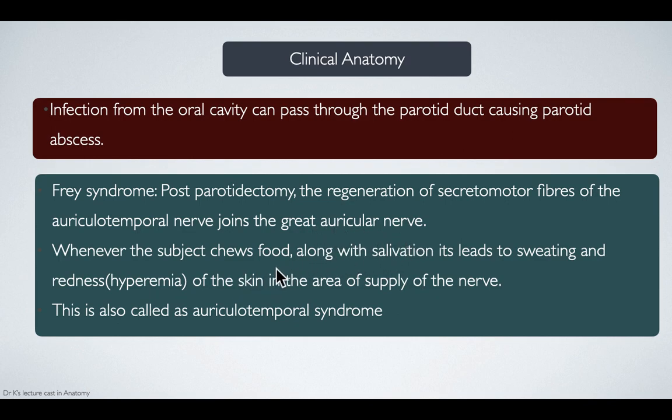That condition we call Frey syndrome, which is otherwise called auriculotemporal syndrome. The mixing of secretomotor fibers and the innervation of the great auricular nerve over the skin of the parotid gland get mixed up. So whenever there is salivation, there is also redness and sweating over the skin.